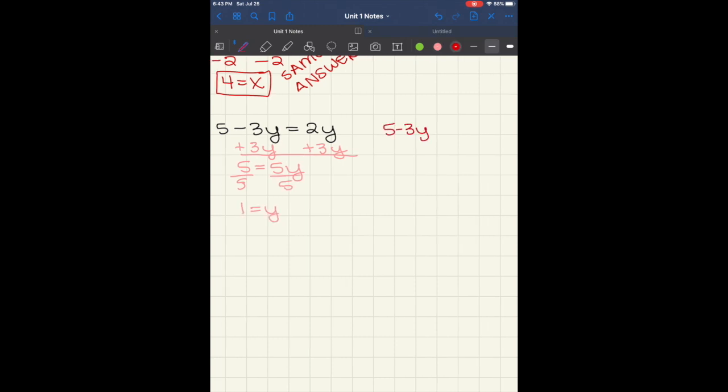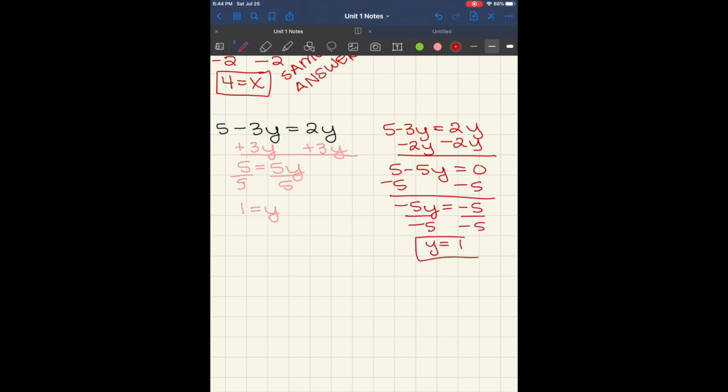The other way to do it would be to move the 2y over, and we get 5 minus 5y equals 0. Subtract 5y, and then subtract 5 and then divide by negative 5. And we get positive y, or positive 1 for y again. And then you plug it back in to check your answer.